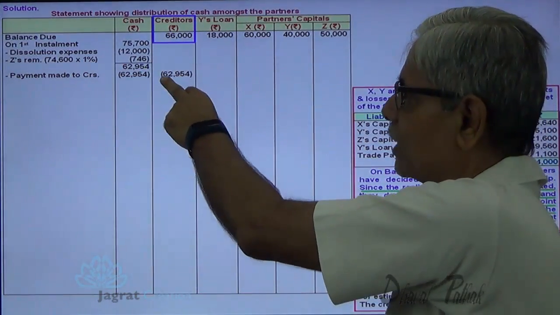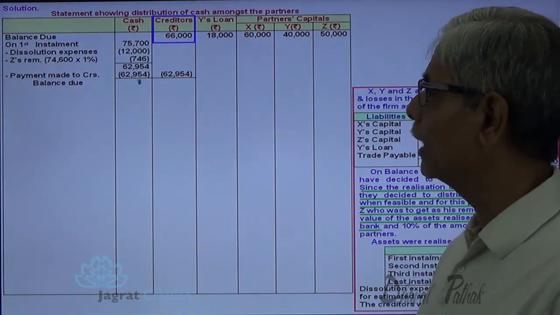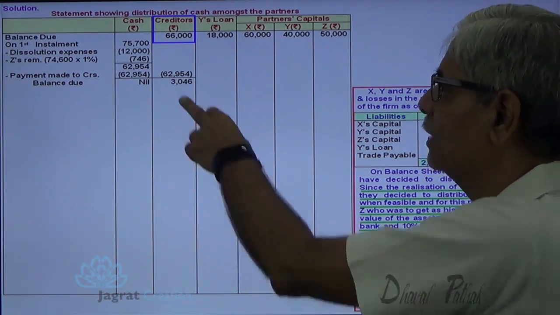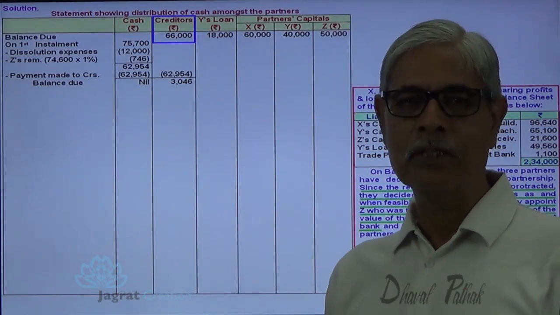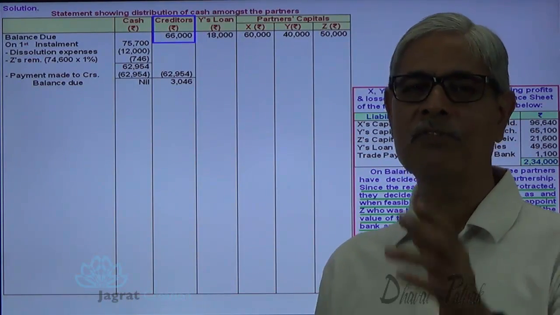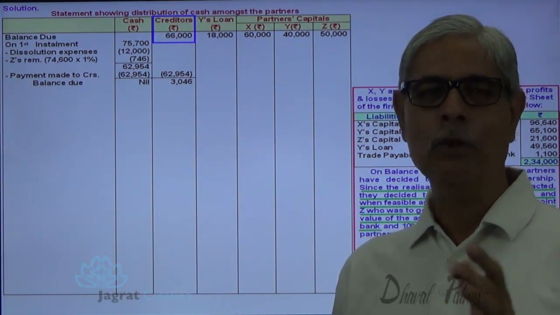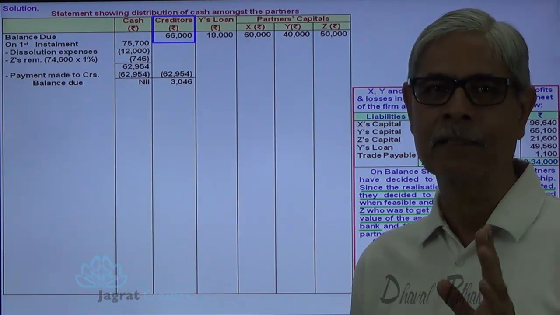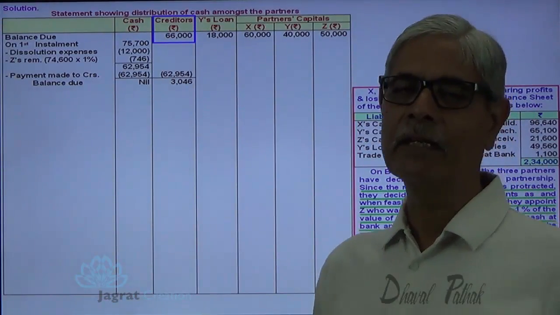So 66,000 minus 62,954 payment made to creditors. The amount yet to be paid is 3,046. Now have we paid 3,046? No, because we have received a discount, and the discount received will be transferred to the profit and loss account, or we can say that the discount will have a balancing effect in our realization account.